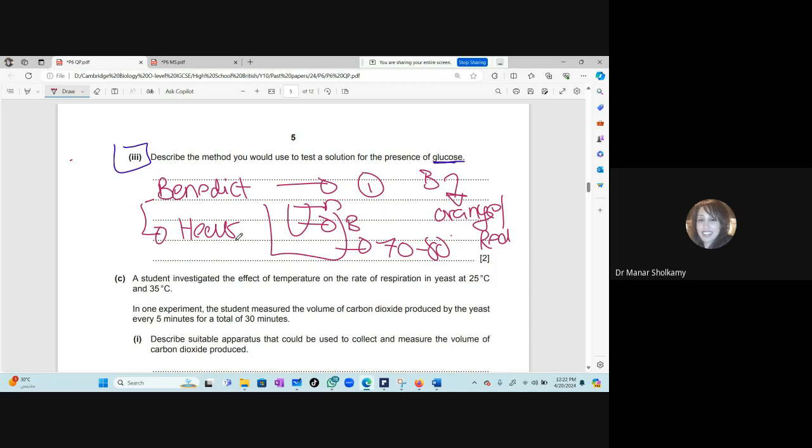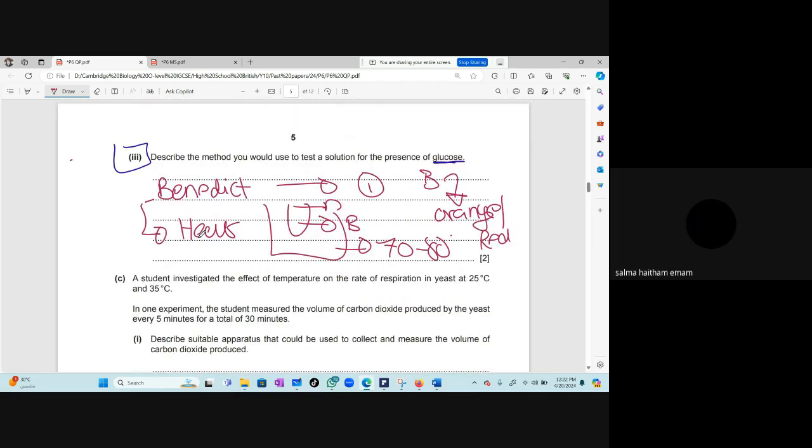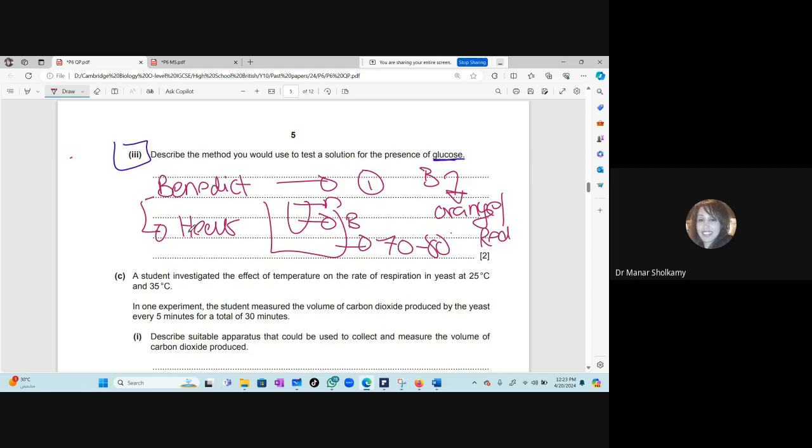Yes, my dear. When I write the color change, do I write blue, yellow, green, or do I write from blue gradually to brick red or orange red? They're both correct. In all cases, you just need to mention the starting and the final.